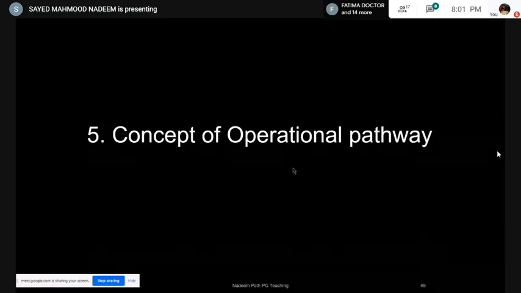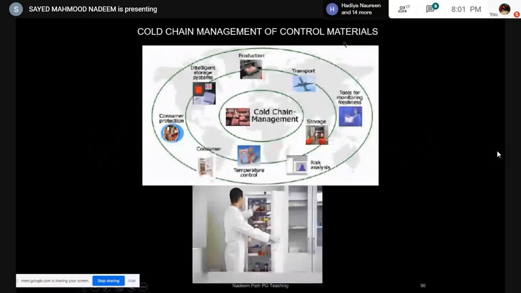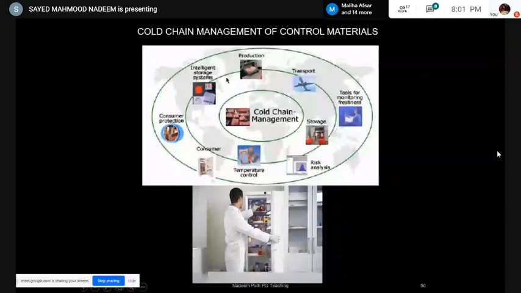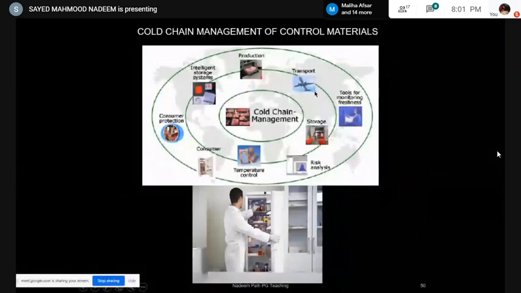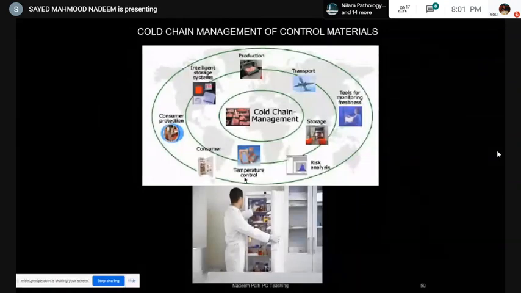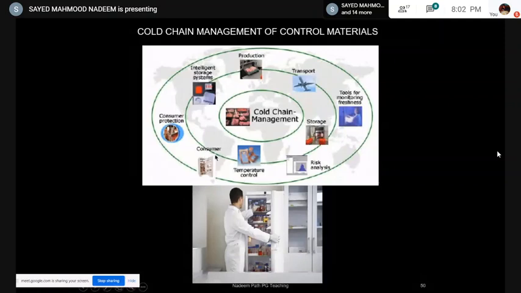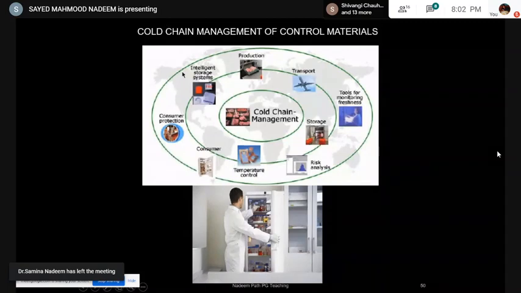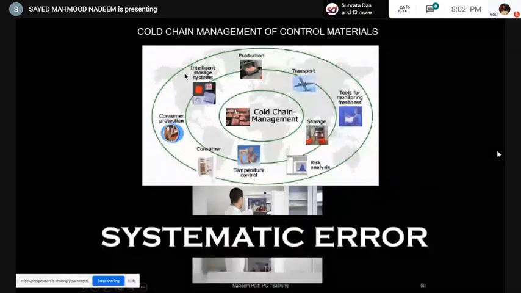The most important is the cold chain management of the control material. From the time you procure it from your vendor, the way it reaches you, and then when you refrigerate it, when you take it out, how many times you are taking out the control, and how many times you are thawing it and then again putting it back. This is very important for the integrity of your control. And if your control is failing, you need to go back and look at your cold chain management. This is the commonest cause of systematic error: poor cold chain management of control material.